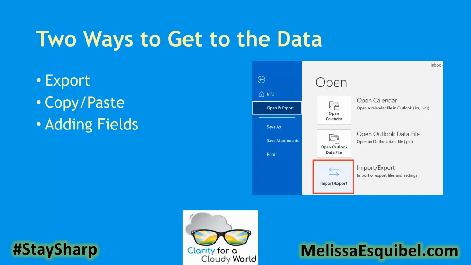You can export it out of Outlook using File, Open and Export, Import/Export, or you can simply copy what you have on the screen and paste it into Excel. There's good reasons to do one or the other, and it may take some working with it to see which method is best for the data you want to get out of there. And then we're going to talk about how to add fields where you don't have data that you need.